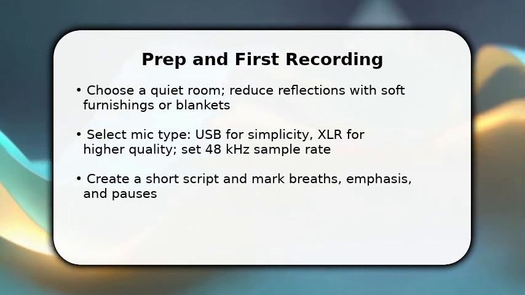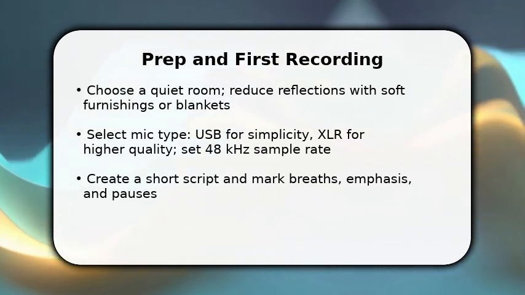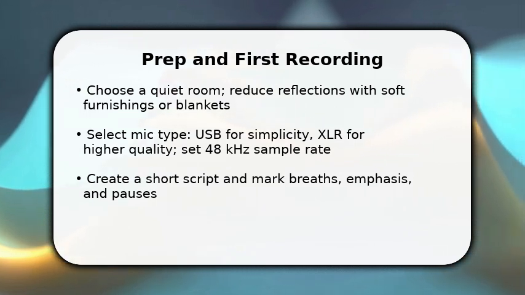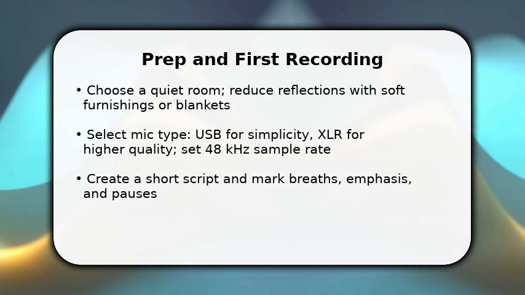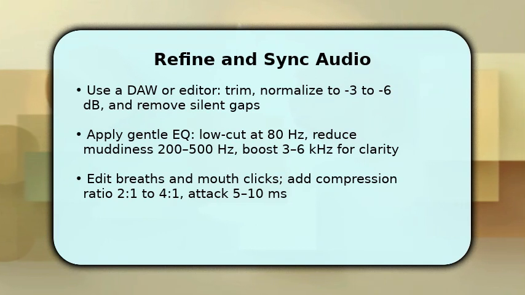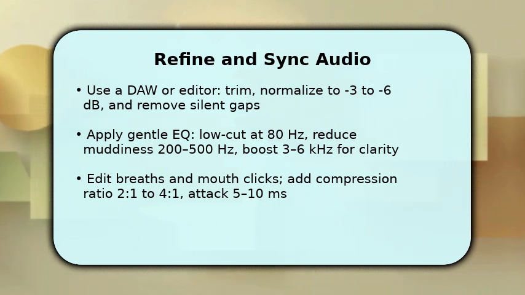Make quick adjustments to gain and distance, then record the first full pass, speaking naturally and following your script cues for emphasis and deliberate pauses. Once you have a clean pass, import audio into your editor and align the spoken track to picture by matching phonemes to visible lip movement. Nudge clips by milliseconds if needed.